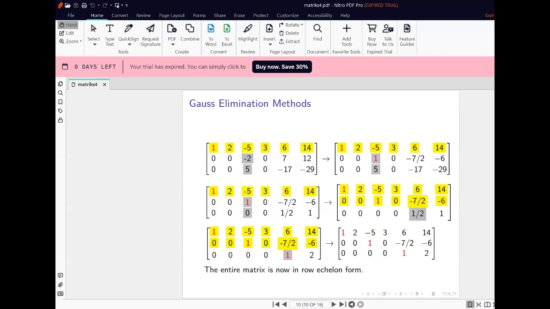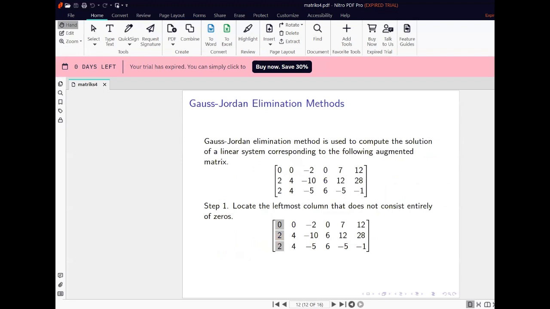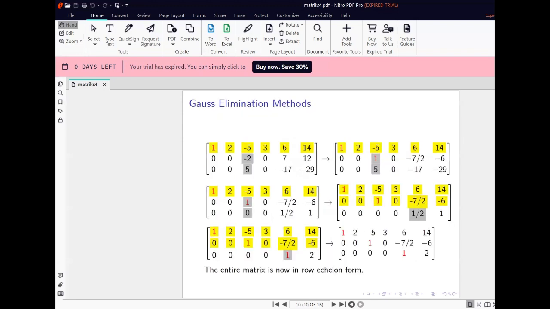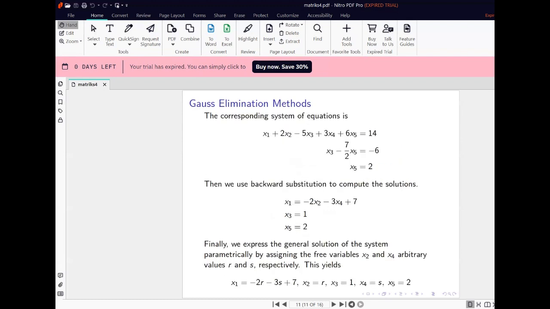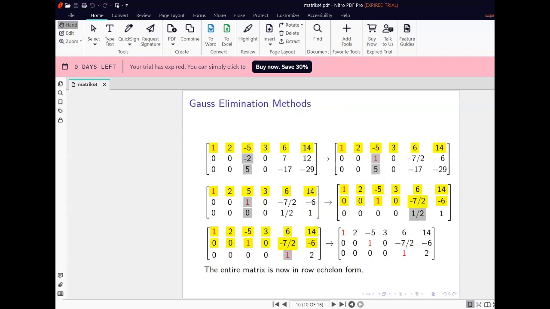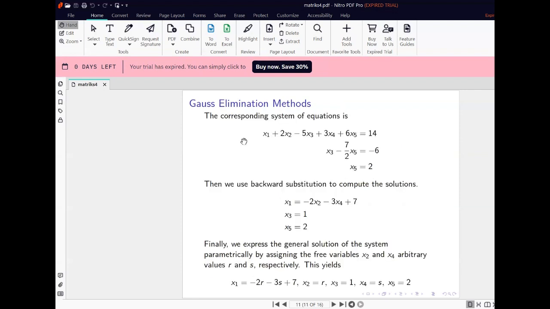This matrix satisfies the first 3 properties, so it's called row echelon form. This is the solution when we finish the elimination. The corresponding system of equations is x1 plus 2x2 minus 5 is equal to 14, and this is equal to minus 6, and this is equal to 2. So we have x5 is equal to 2, x3 equal to 1, and x1 equal to minus 2 x2 minus 3 x4 plus 7.